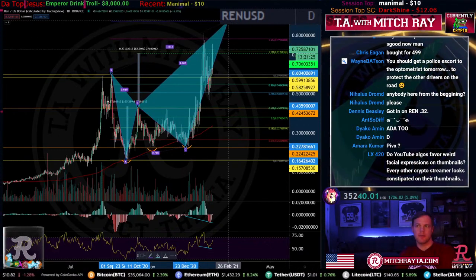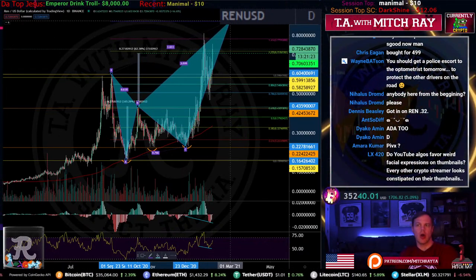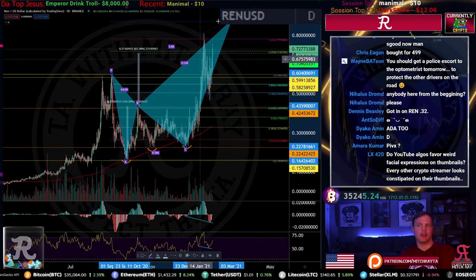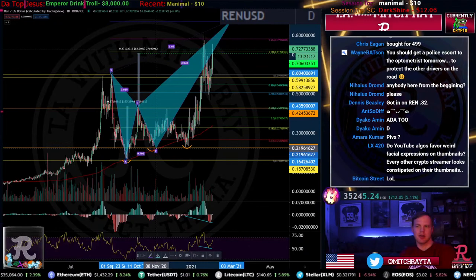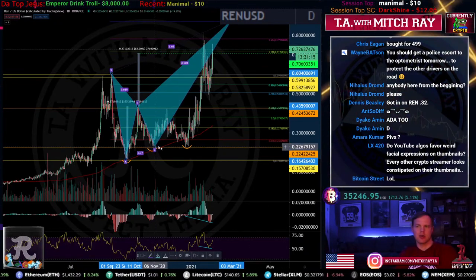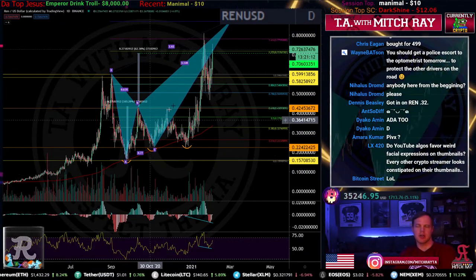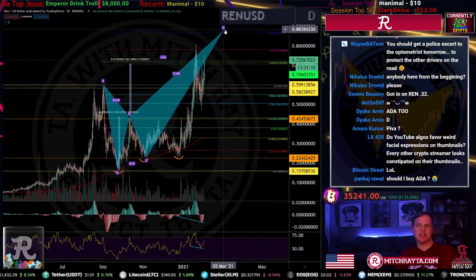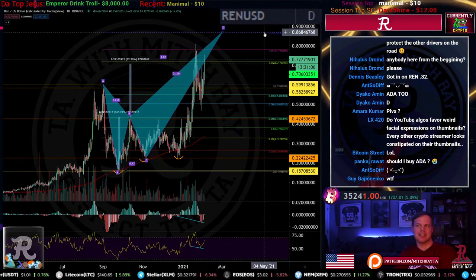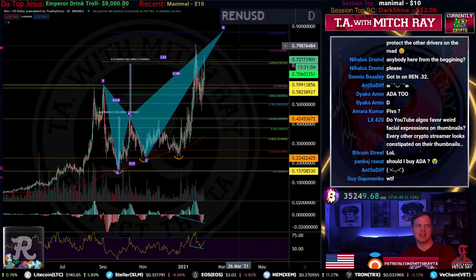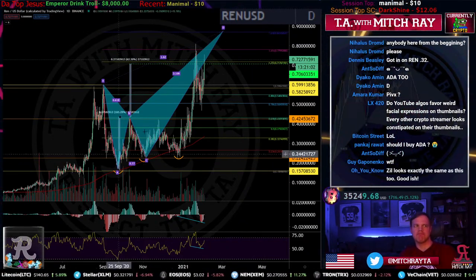Pattern completion zone is the 1.618, that's it. There's no zone, it's not a butterfly. It doesn't matter exactly where you do C, because they're the same low. So that's the PCZ anyway. Again, 87 cents. Did I say dollars earlier? Cents. That's where it's probably headed.